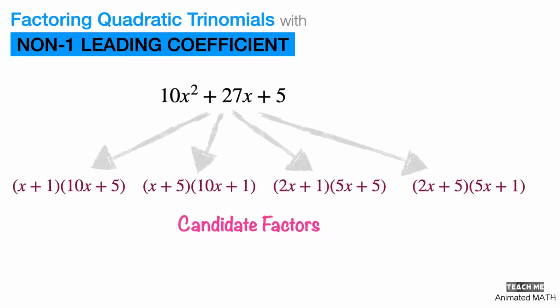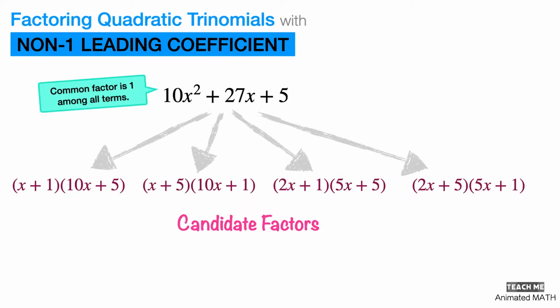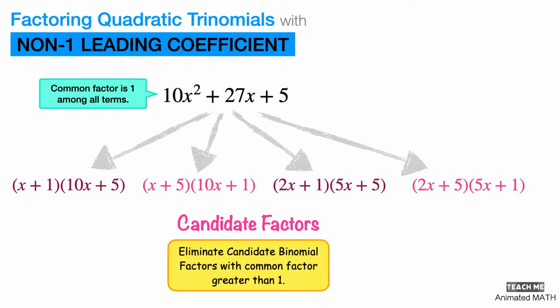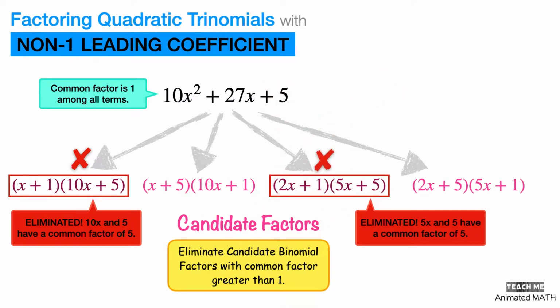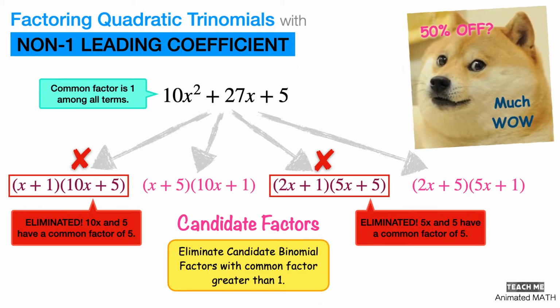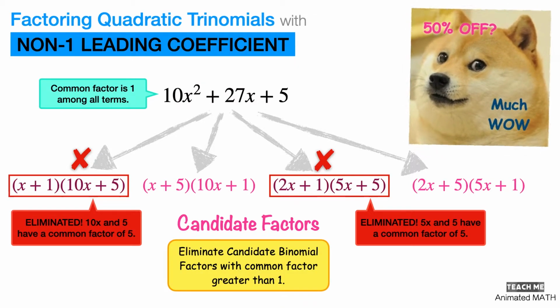Let me show you. Any trinomial that has a greatest common factor of 1 is guaranteed to have binomial factors that also have 1 as their greatest common factor. This means that you can eliminate candidate binomial factors that have a common factor greater than 1. Let me repeat that. You can eliminate candidate binomial factors with common factors greater than 1 to tremendously reduce the amount of trial and error you have to do. Don't worry if you can't imagine how to apply the concept at this point, because I will show it to you step by step. So, on we go!